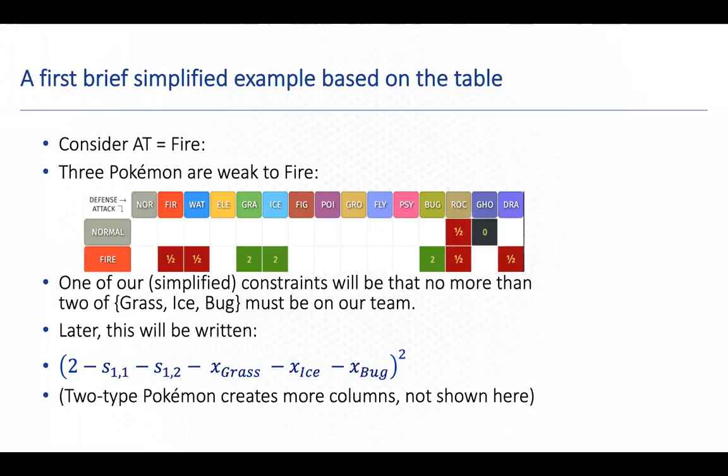We have these variables S11 and S12 for slack variables because the constraint is that no more than 2. I will talk about that later. And then the X's for grass, ice, and bug are 0 or 1. And so we want this function to be minimized. We'll talk about that coming up. And the table that's in actual use has more columns than this because I have the combinations, as I mentioned, like fire and flying would have a column as well.